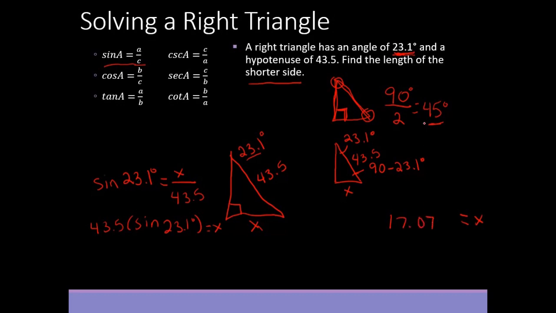And if we look at our original numbers, they have 3 significant digits. And we look here, that tells us to round up. So 17.1. That is the length of our shorter side.